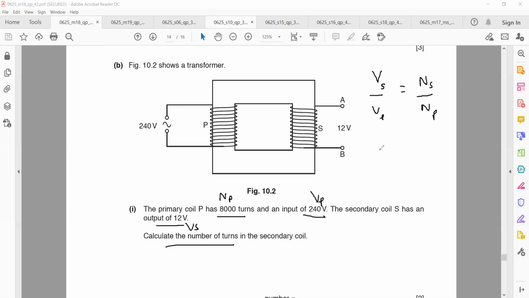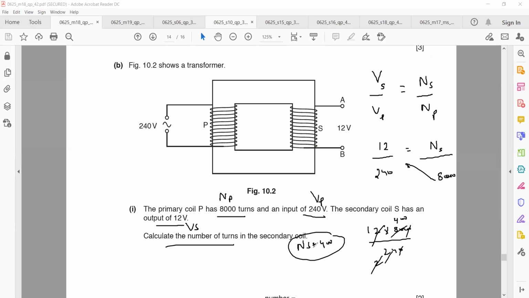Just substitute the values. Voltage of secondary, we know it's 12. Voltage of primary, it's 240. Number of turns of secondary, we don't know. And number of turns of primary is given, 8,000. So 8,000 is divided, on the other side it will be multiplied. So it will be 12 multiplied by 8,000 divided by 240. This 0 will cancel with 0. This will be 12, 2. This will be 2 and 400. So this will have 400 turns, NS. Is it clear? Just the direct formula, and you can work out the number of turns.